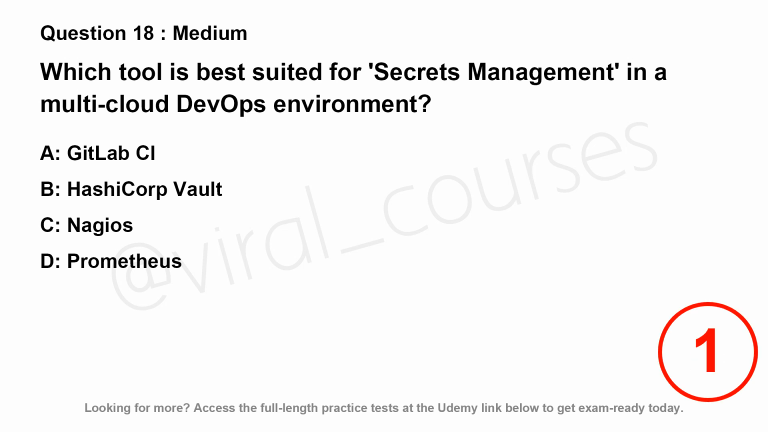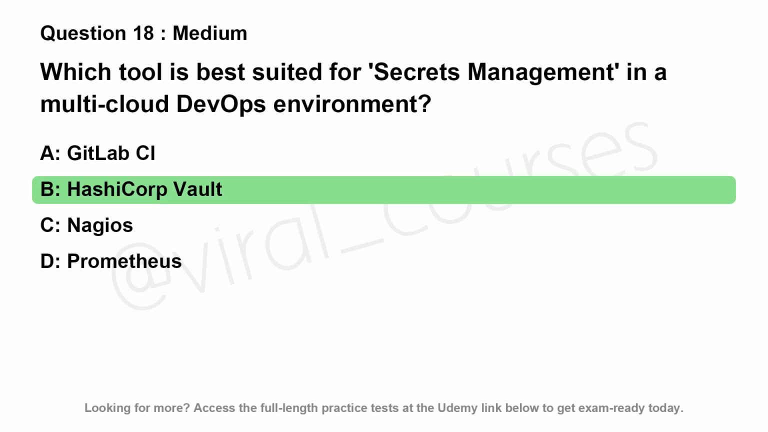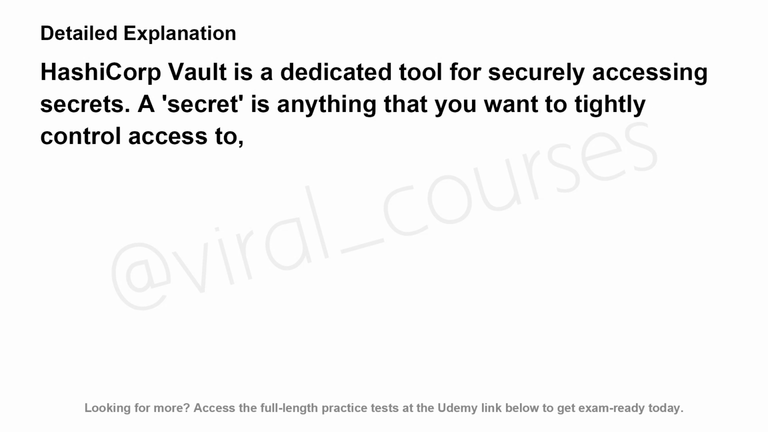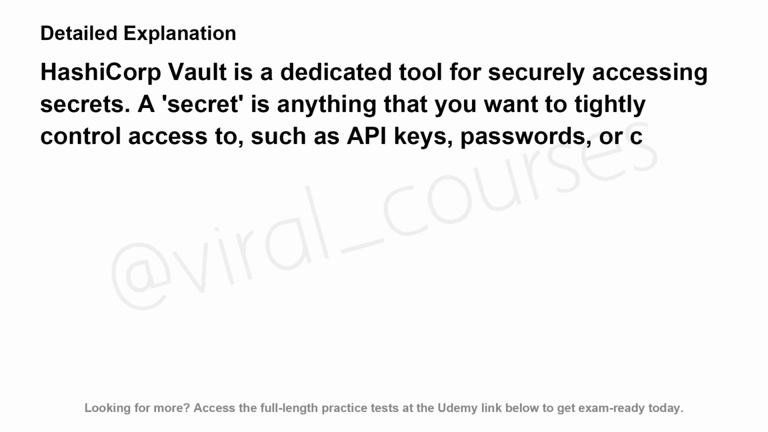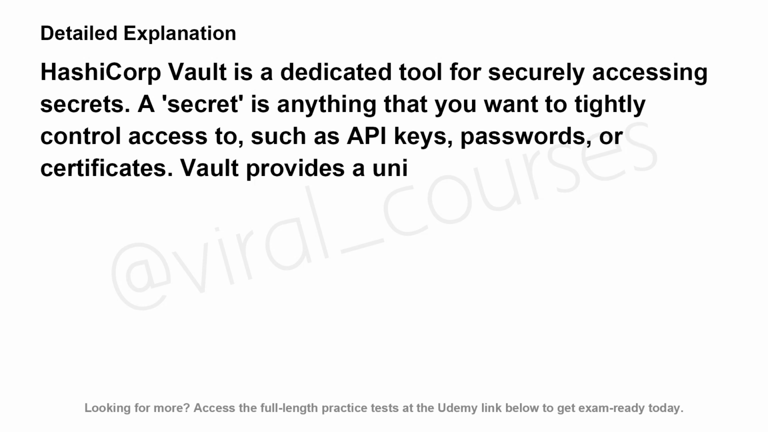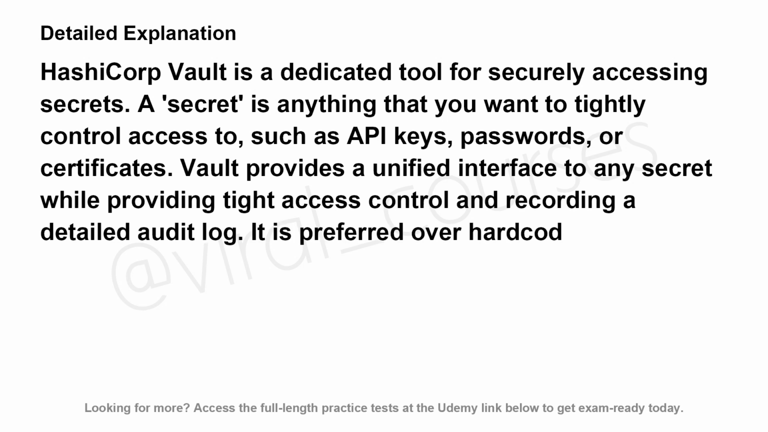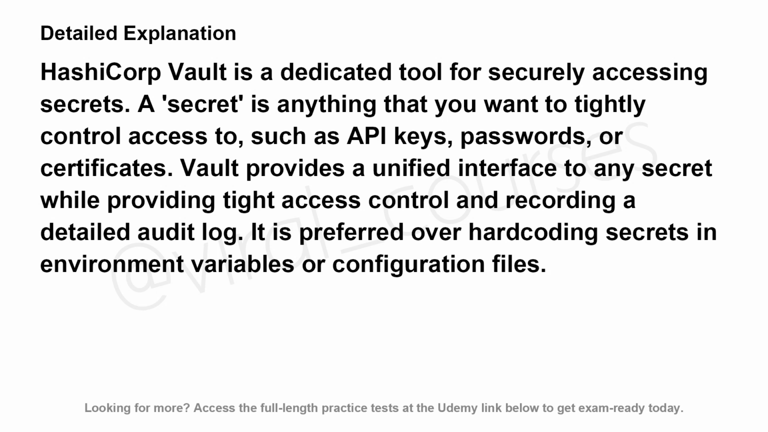The correct answer is B. HashiCorp Vault is a dedicated tool for securely accessing secrets. A secret is anything that you want to tightly control access to, such as API keys, passwords, or certificates. Vault provides a unified interface to any secret while providing tight access control and recording a detailed audit log. It is preferred over hard-coding secrets in environment variables or configuration files.